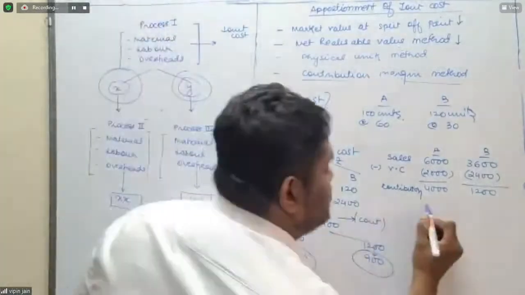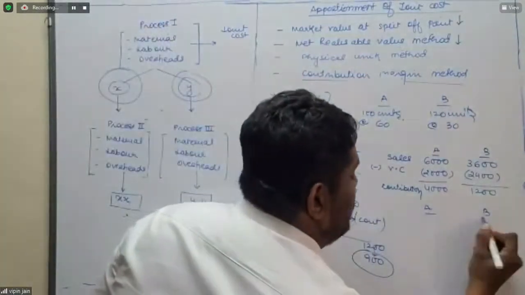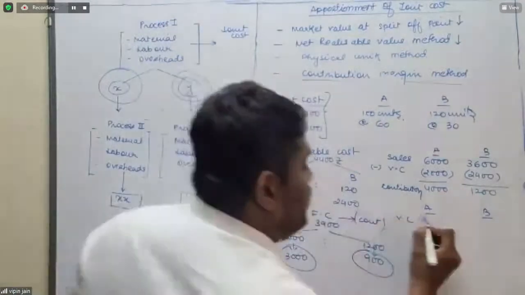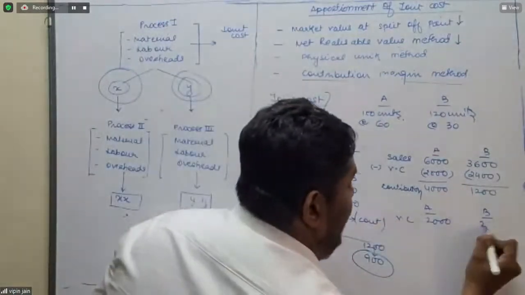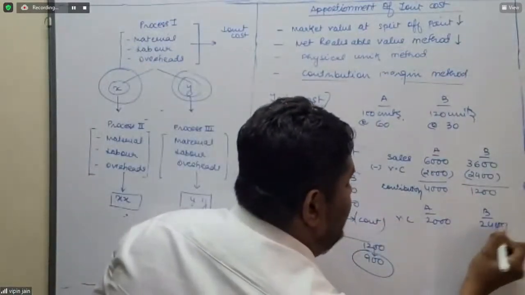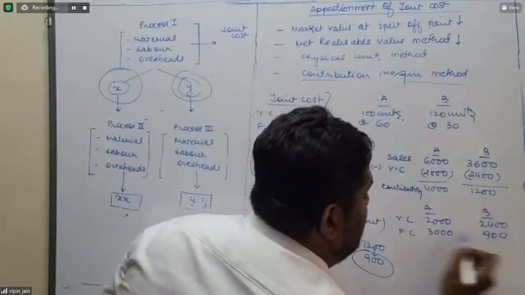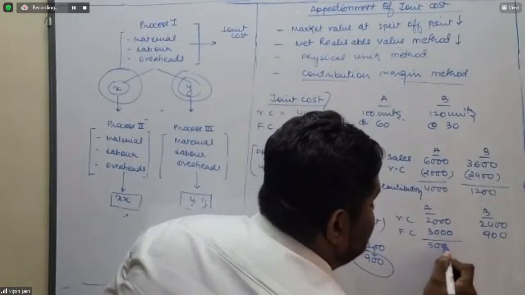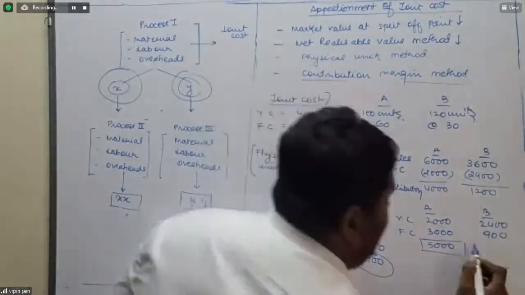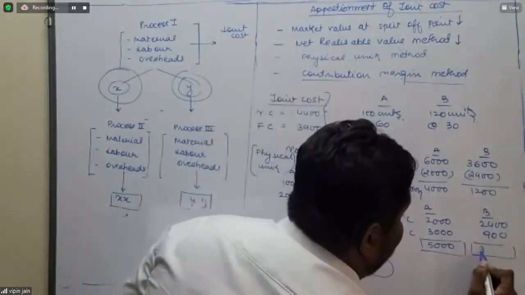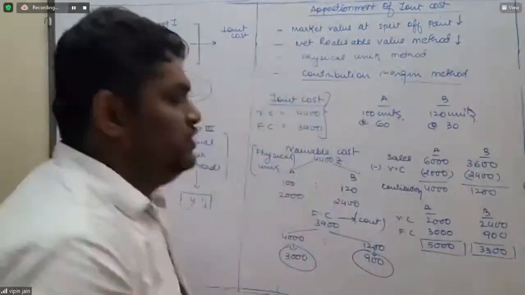So the total cost of A and B that is apportioned: variable cost is 2,000 and 2,400, and the fixed cost is 3,000 and 900. So a total of 5,000 is the cost that is apportioned to A, and 3,300 is the cost that is apportioned to B.